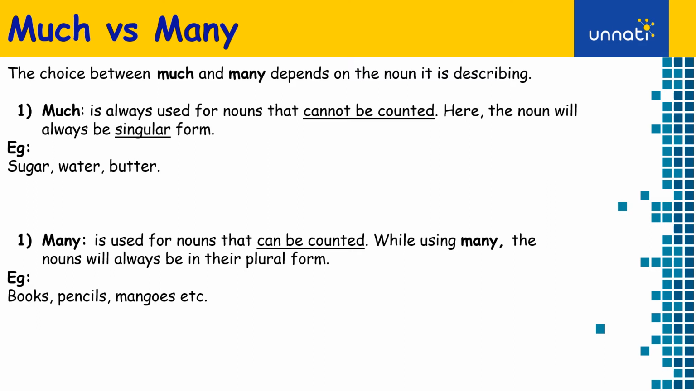Much is always used for nouns that cannot be counted, or uncountable nouns, and they will be in their singular form, like much sugar, much water, much butter. On the contrary, many is used for nouns that can be counted, or countable nouns, like many books, many pencils, many mangoes. Take a note, when we are using many, the nouns will always be in their plural forms. Yeah?